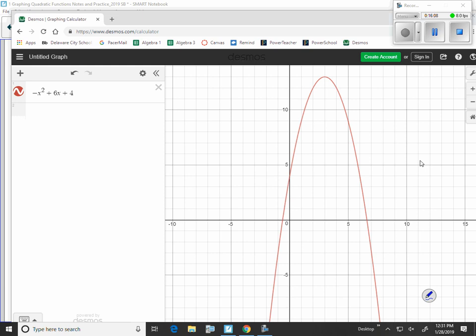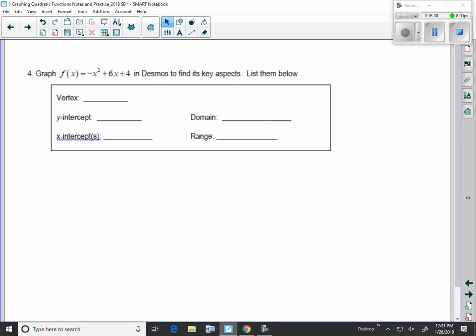All right. So our vertex is 3, 13. Do you agree? Did you get that on your page? And then our x-intercepts are -0.606 and 6.06, and 0.4 for our y-intercept. Yep. Okay, let me fill mine in up here.